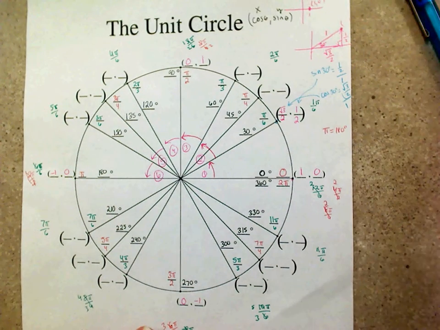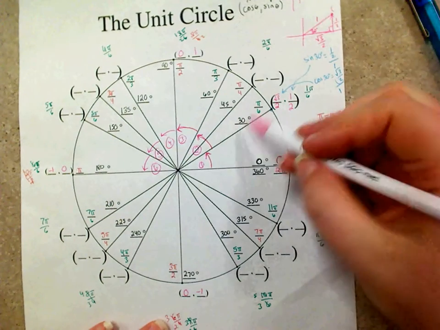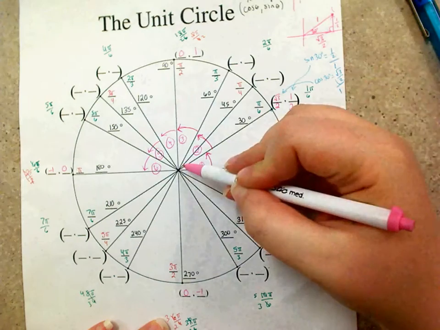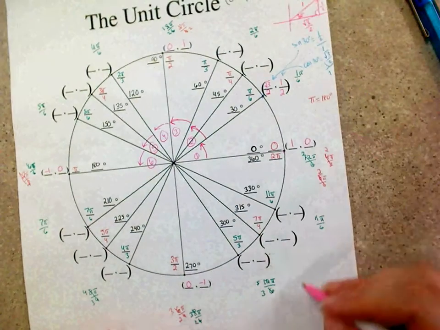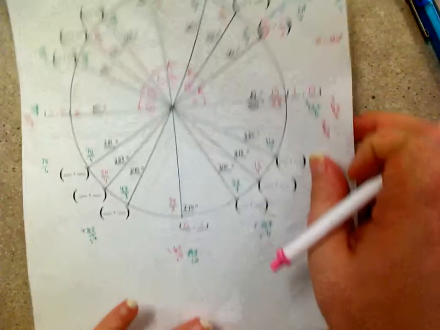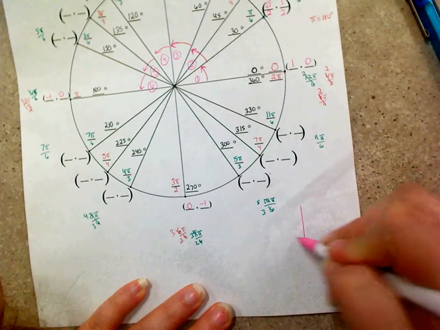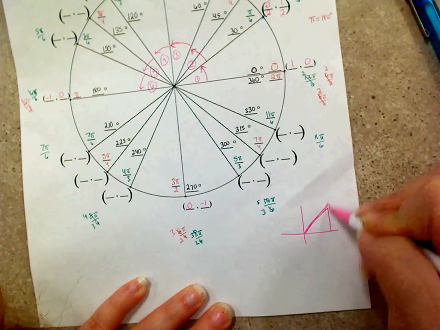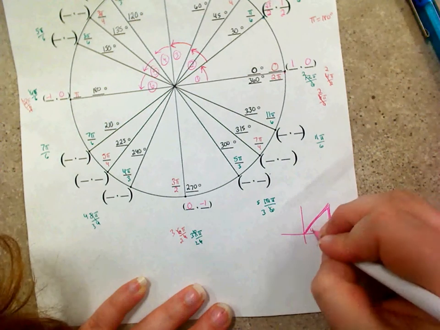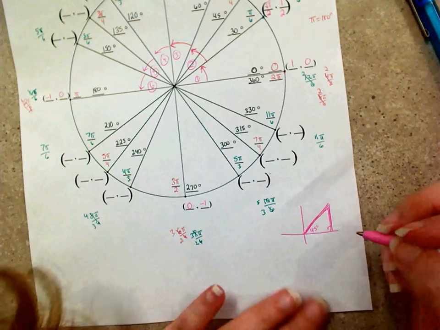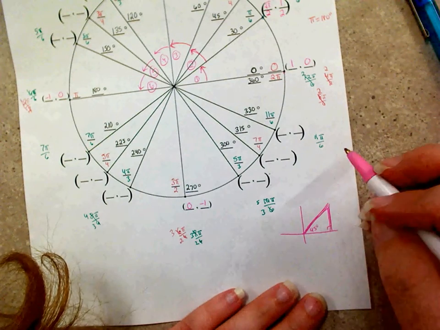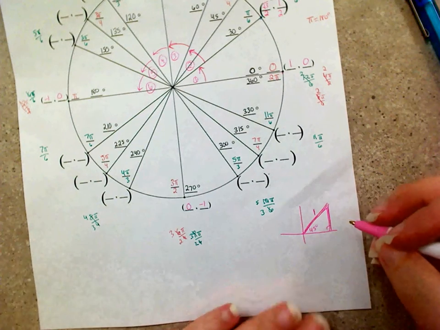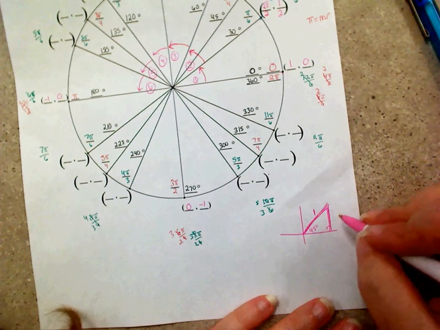Okay, so let's do 45, 45, 90, because I want to do this one right here. So I want to find, if I drop that down and draw my triangle, what is that coordinate point? Well, in a 45, 45, 90, again, remember we're dealing with the unit circle, so the hypotenuse is 1. If the hypotenuse is 1, then the side lengths are the square root of 2 over 2.